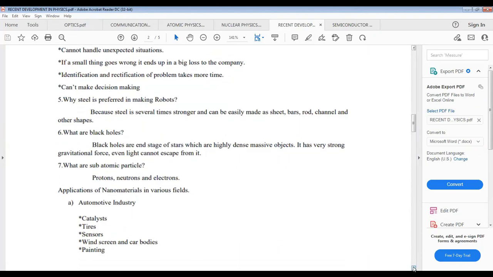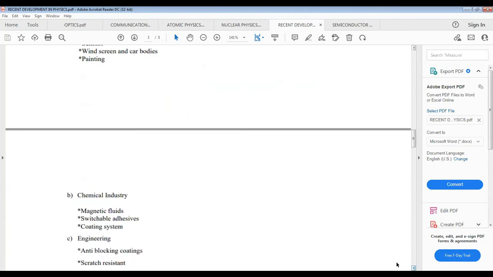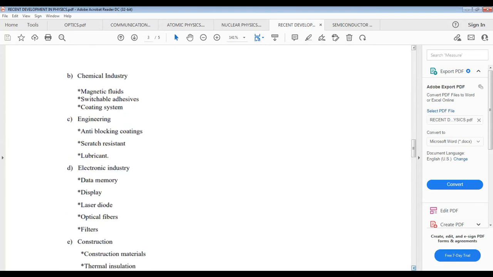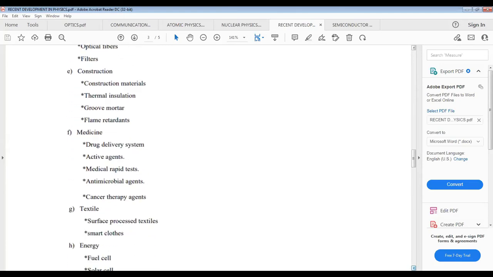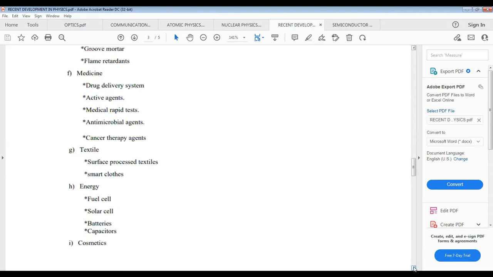The application of nanomaterials in various fields. It is used in many fields: automotive industries, catalysts, tires, sensors, windscreens and car bodies, and painting; chemical industries, engineering, electronic industries, constructions, medicine, textile, energy. So you can mention all the fields. Sometimes you may expect a 5-mark question from this, though it is not sure.